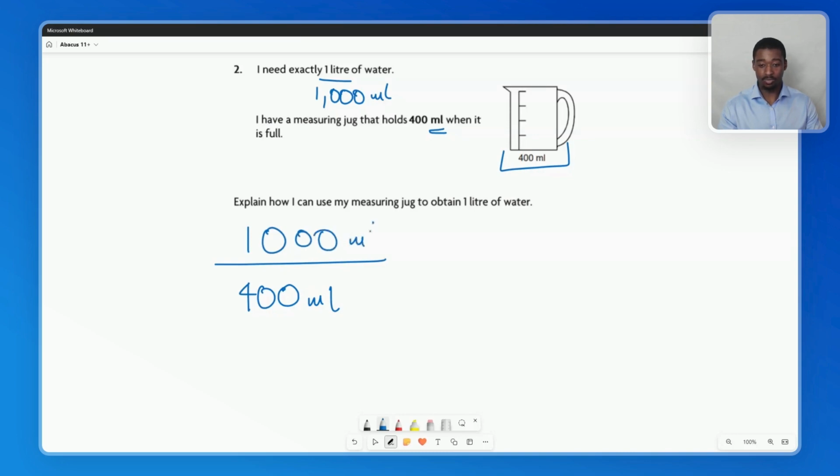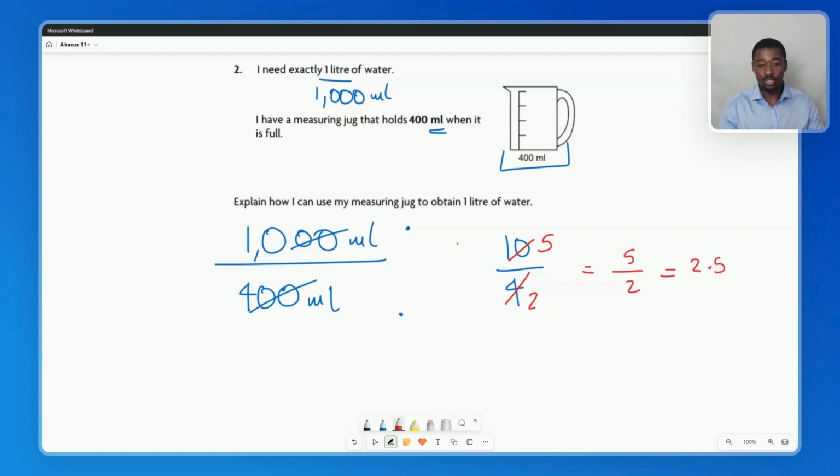1,000 milliliters. Or in other words, how many jugs do we need to fill up to hit that 1,000 milliliter goal? It's simple division here. So we can just take out the common factor of 100, or cancel out these 2 zeros on the numerator and denominator. Then we have 10 divided by 4, take out the common factor of 2, giving us 5 divided by 2, or just 2.5.